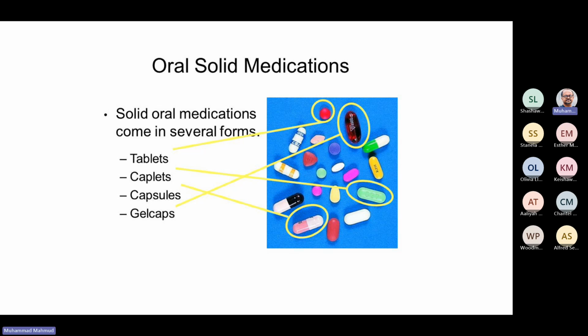We all know about tablets. We know about capsule. But if we combine these two, it shows that its shape is like a capsule, but its ingredients are formulated as tablet. So this is known as caplet. Capsule plus tablet equals caplet.